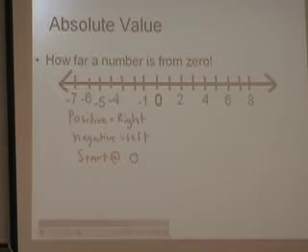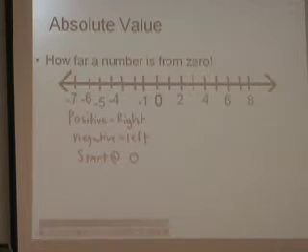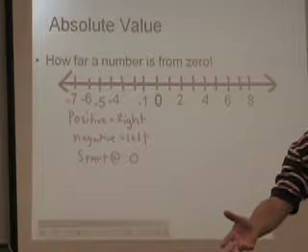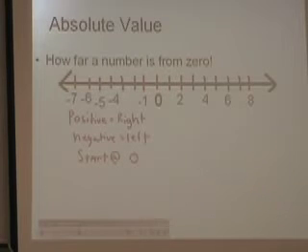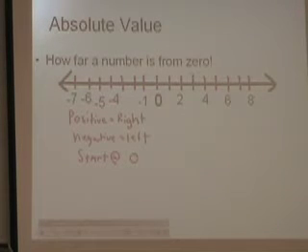You ready? Okay. Positive makes you move right. Negative makes you move left. Always start at 0. Let's try again. But now that you know what you're saying, go ahead and say it, okay? Ready? Positive makes you move right. Negative makes you move left. Always start at 0. Good.